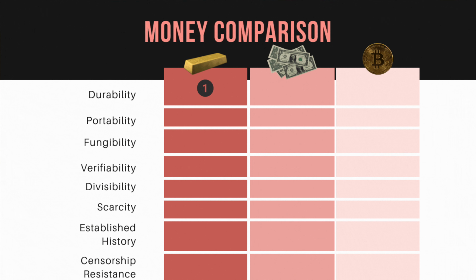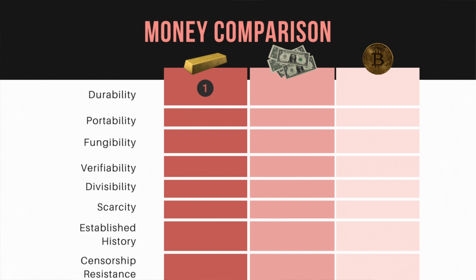For example, cows aren't a good form of money because cows can get sick and they can die. So they're not a good form of money. So first, gold. Gold is very durable. All the gold that's been mined since the beginning of time still exists till today. They're still highly valuable.